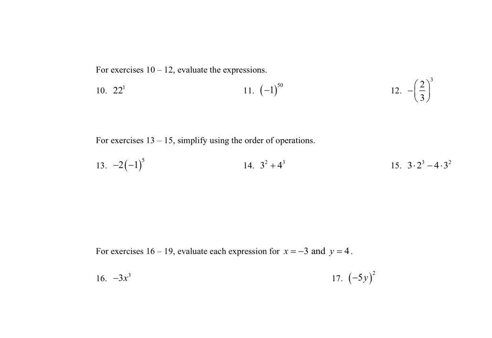All right, for 10 through 12, they want us to evaluate the expressions. Number 10, anything to the first power. It just means there's one factor of itself, so it's still just 22.